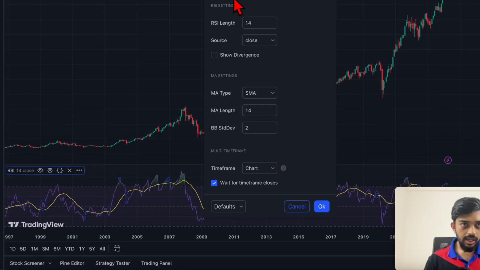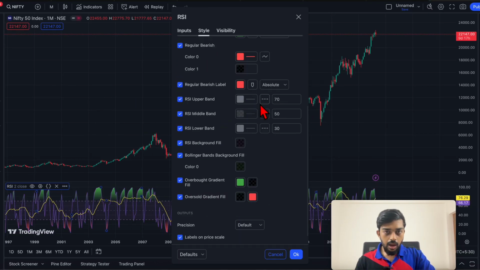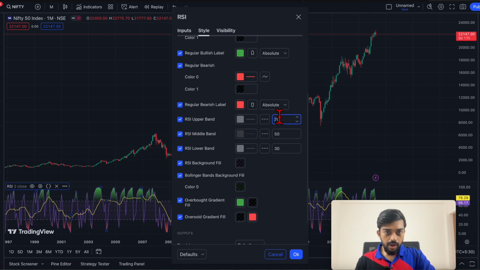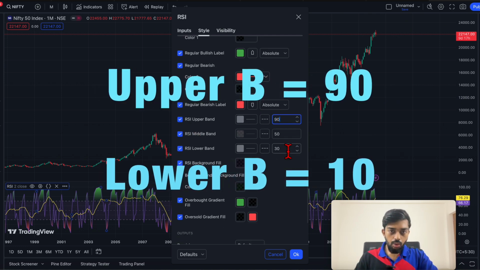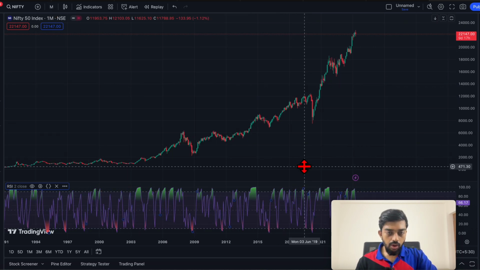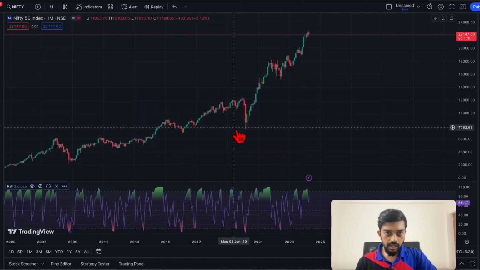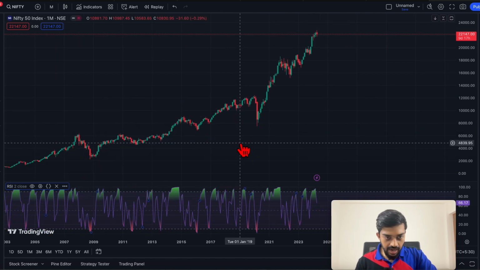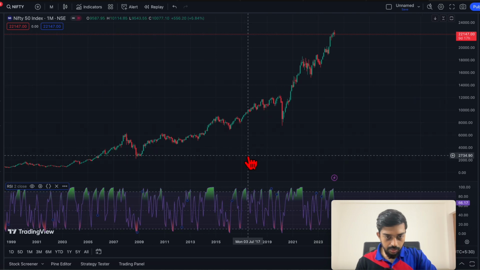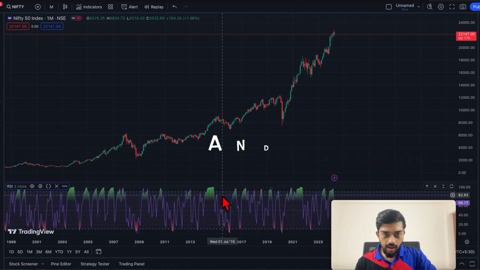You can go to the inputs tab and change the RSI length to 2, and in the style option we will change the RSI upper band to 90 and lower band to 10, and also we will change our chart to the monthly time frame. So this is a very powerful indicator and it can help us identify the bottom zones in a bearish region. So the main strategy is that we will invest a lump sum amount whenever the RSI value is falling below 10, and above 100 represents a bullish zone.